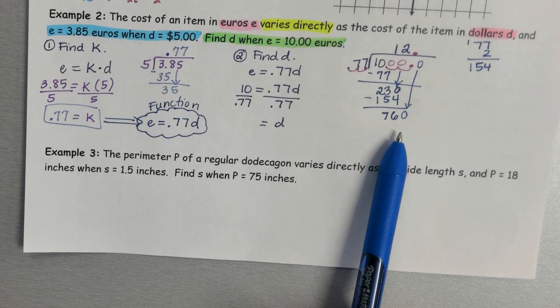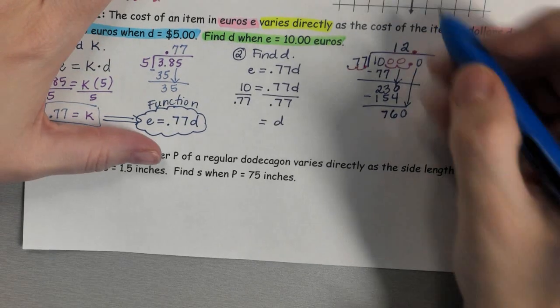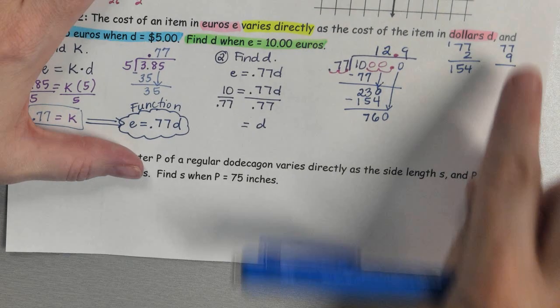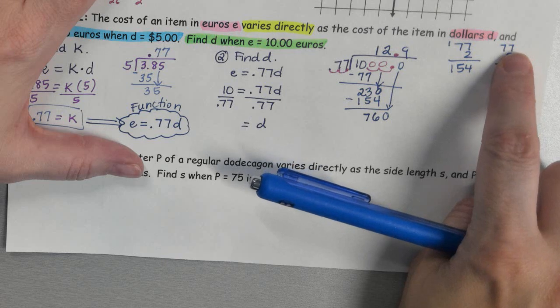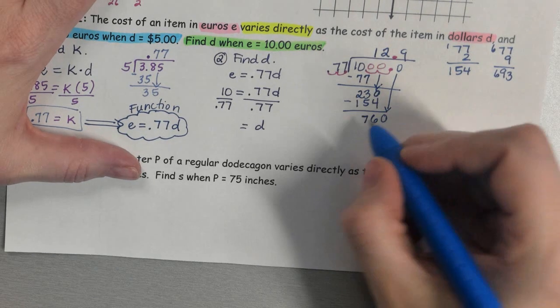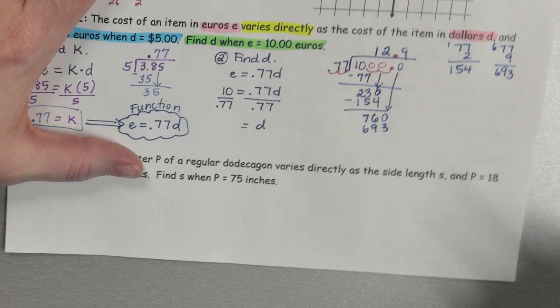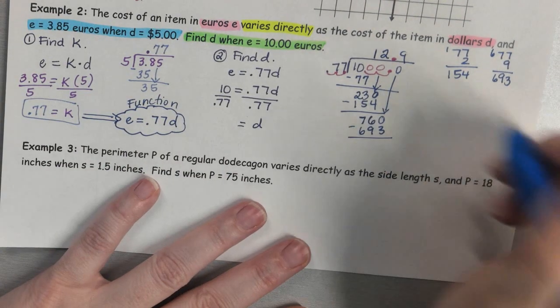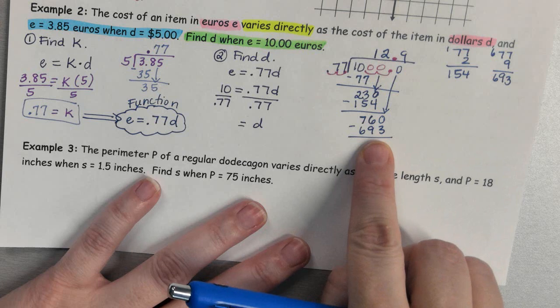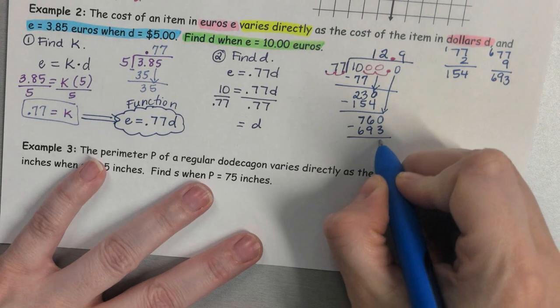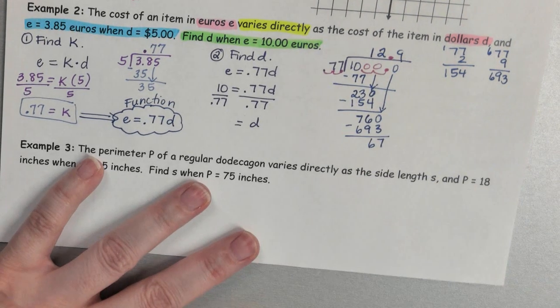So we know this has to be 77 times what? 9. You guys remember how to multiply like this? So 7 times 9 is, carry the 6. 63 plus 6. 693 is what we have. Okay, and then we're going to subtract. And then you could also add up. Do you see how if you added this, you get 700? And then this would be the 67.